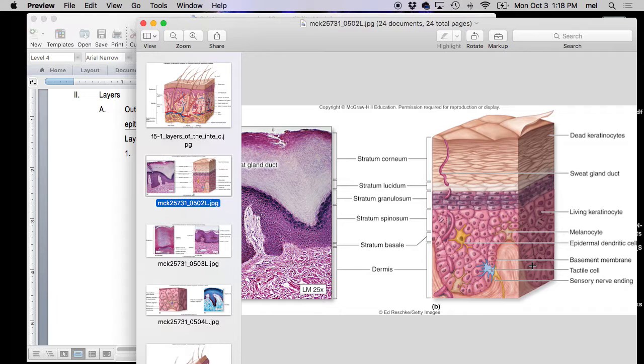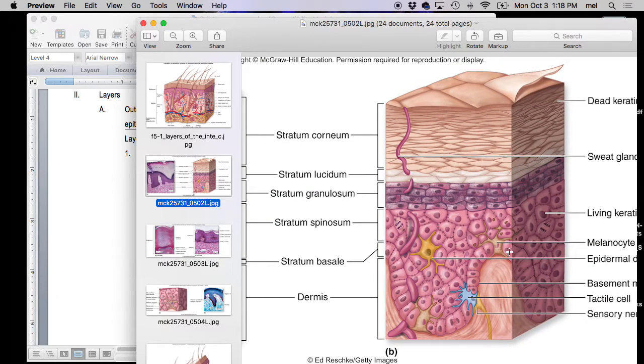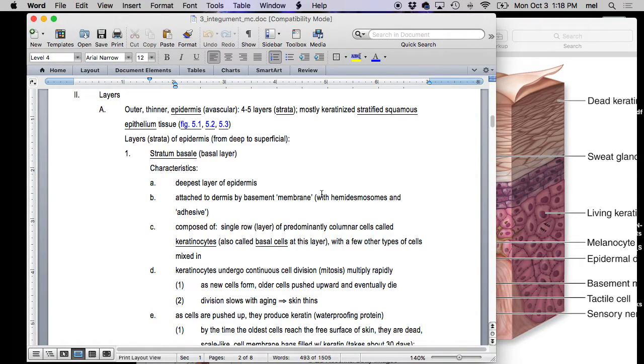This bottom layer is called the Stratum Basale. Anybody want to hazard a guess as to why it's called that? Bottom. It's at the basal surface, right, of the skin, okay? And the cells within the Stratum Basale are either called keratinocytes, because eventually they'll start producing keratin, or basal cells. So let's start talking about those.